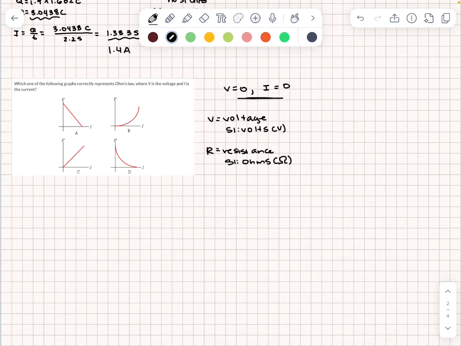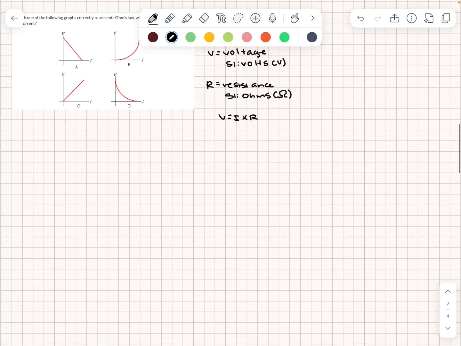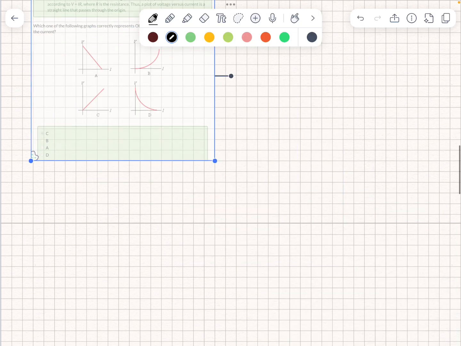So these definitions are seen in our equation, V equals I times R, but in order to solve this problem, we're not really doing any mathematical work. It's more like reasoning through it with the knowledge that we have already. So given the information that I went over already, we see that graph C would be the correct answer for this problem. And let's make sure that it is correct and it checks out.